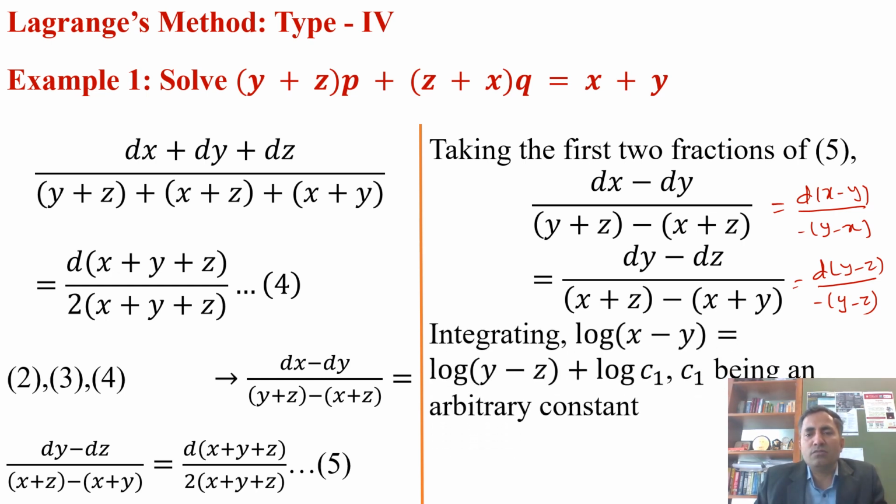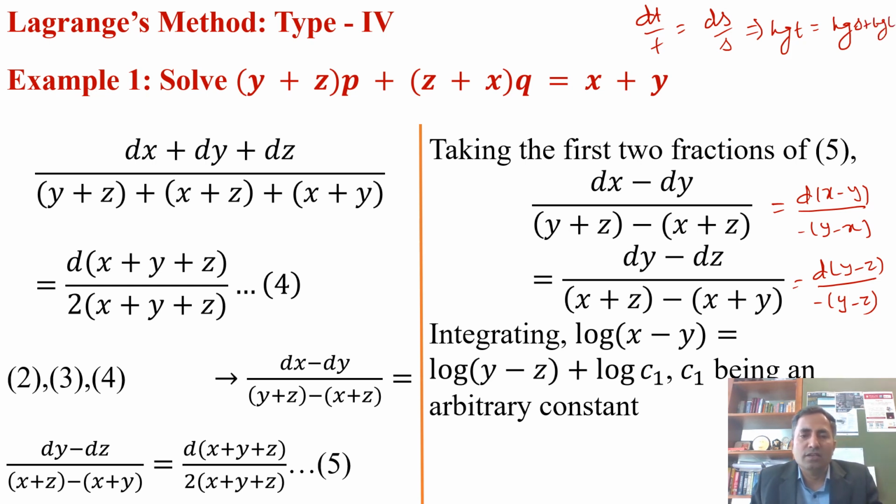For the beginners, what we can do, you can put x minus y is equals to t, and y minus z is equals to s. So what we can get, dt upon t is equals to ds upon s. So it can be integrable. So what we get, log of t is equals to log of s plus log of some constant c1, suppose we write.